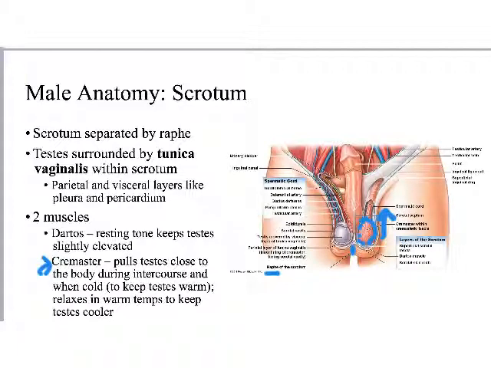If it gets very cold outside, the cremaster will also contract to pull the testes closer to the body to make them a little bit warmer. So just as too warm a temperature can harm the sperm, so can too cold a temperature. So if it's cold outside, the cremaster muscle will pull the testes a little bit closer to the body to balance out that external cold.